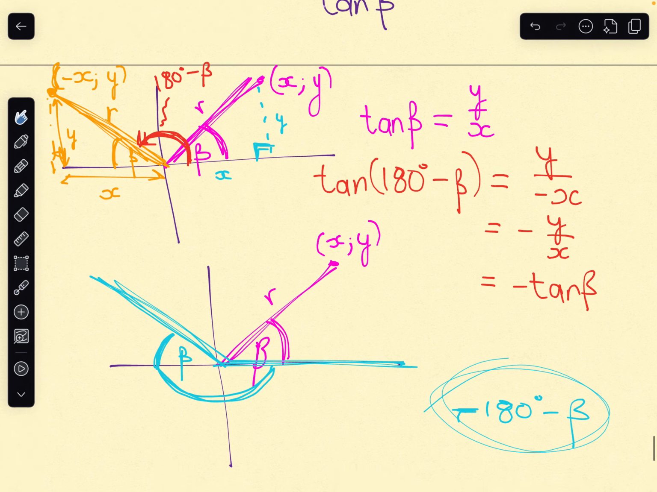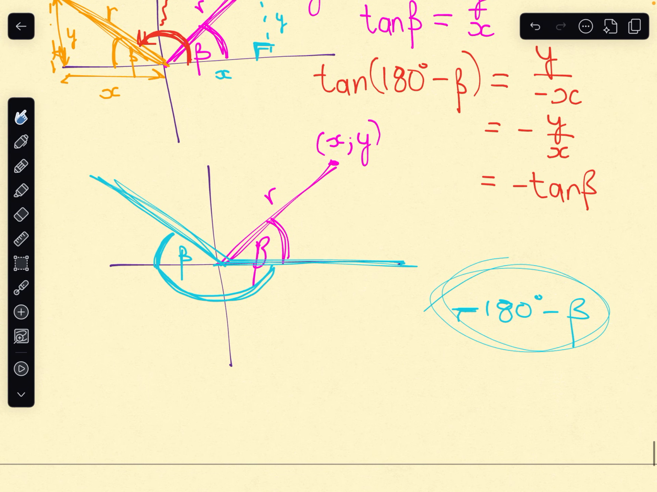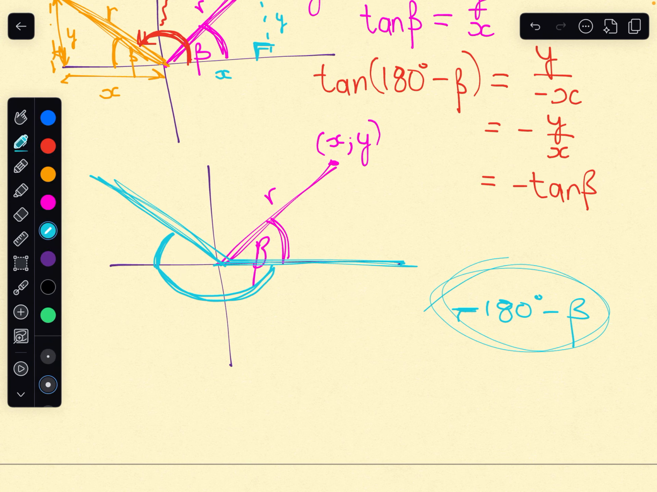Anyway, we can already see that the tan ratio of this is going to be the same as that. But let's go through this methodically. This whole thing is the angle minus 180 minus beta, where this chunk over here is the minus 180, and then this chunk over here is minus beta.